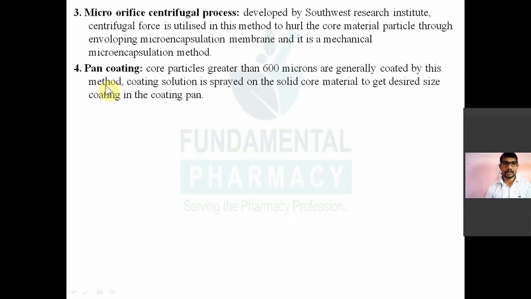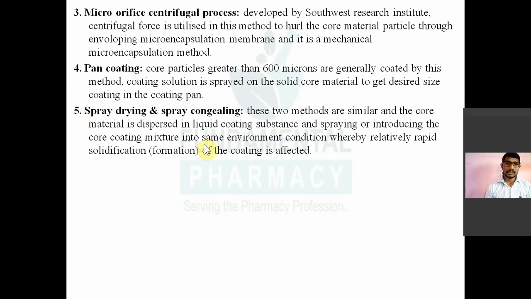Same phenomenon is working here also. So pan coating, core particles greater than 600 microns are generally coated by this method. Coating solution is sprayed on the solid core material to get a desired size coating in the coating pan, like a tablet coating. Next one is spray drying and spray congealing. So these two methods are similar, and the core material is dispersed.